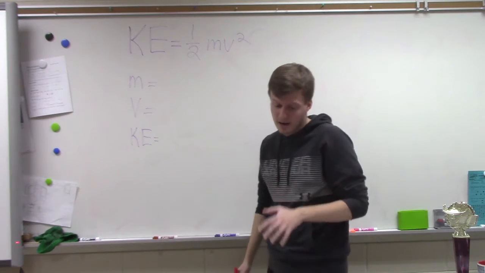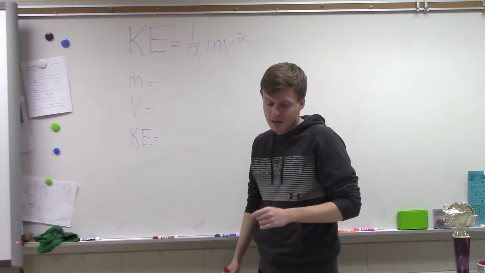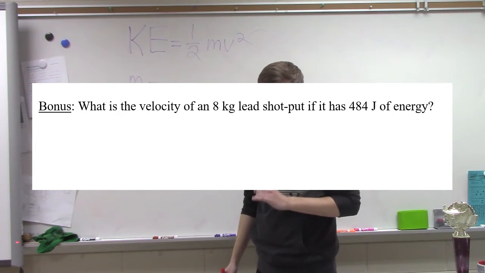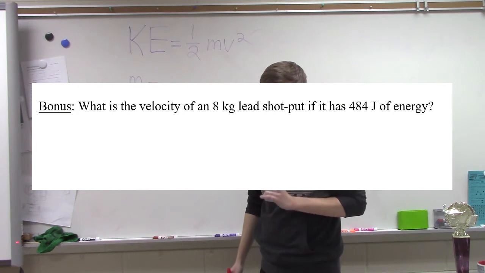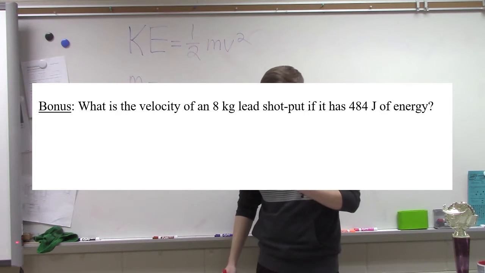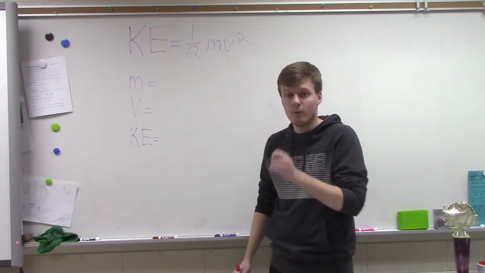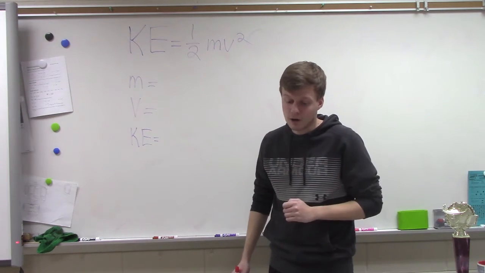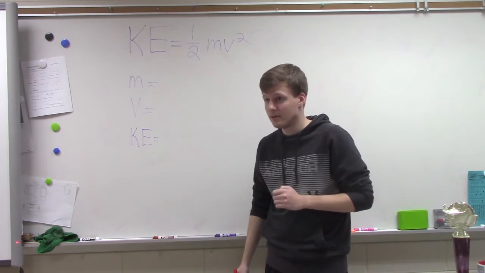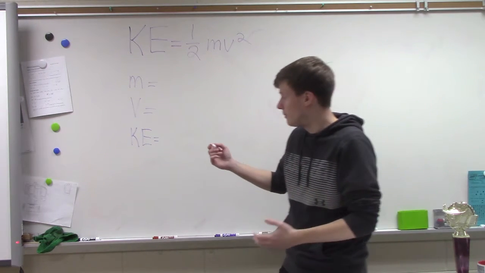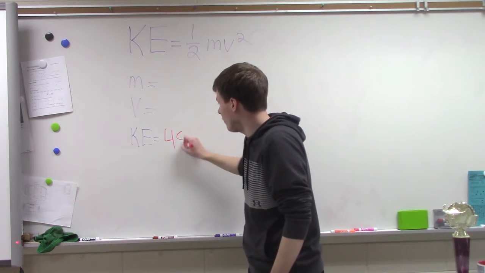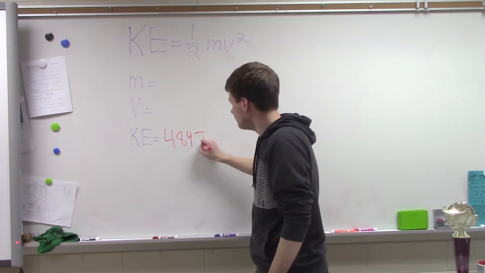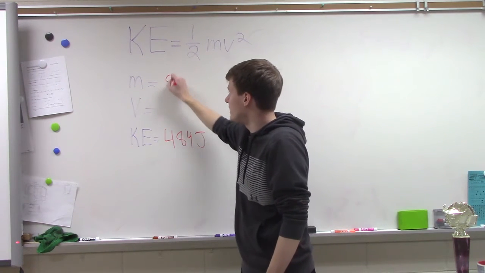Let's read our scenario here. So our bonus question is, what is the velocity of an 8 kilogram lead shot put if it has 484 joules of energy? So we know that we have 484 joules of energy, and we know that our shot put is going to be 8 kilograms.